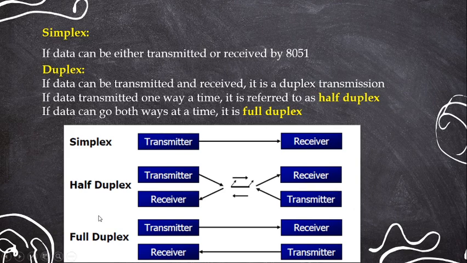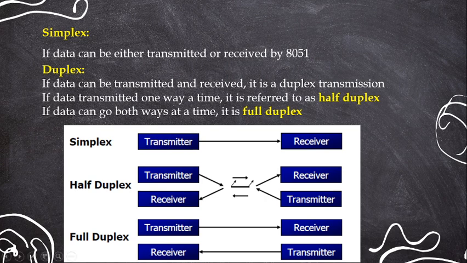The other mode of communication is duplex, which means there is a possibility of transmitting and receiving on both devices. When it is duplex, it is either half duplex or full duplex. What is meant by half duplex? When one device is transmitting the data, the other device will simply receive the data. On the other hand, when the second device is transmitting, the first device only receives the data. That is what we call half duplex.